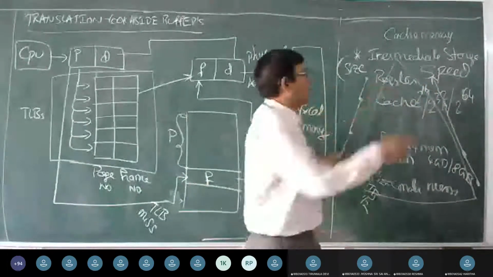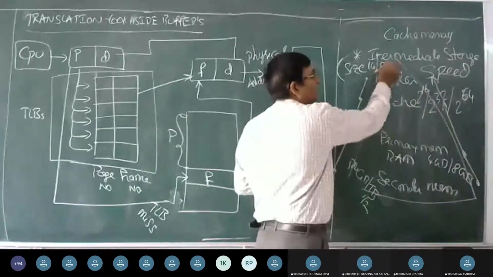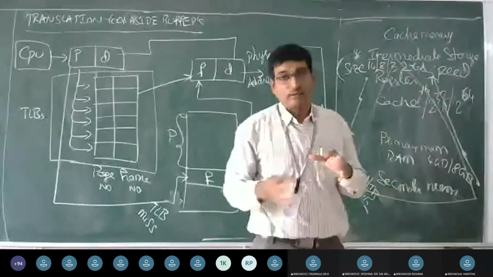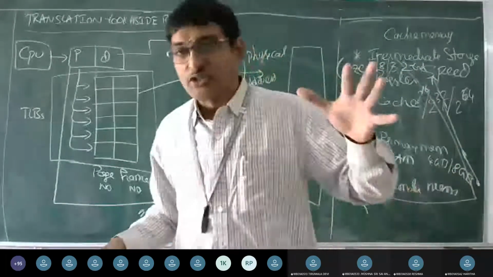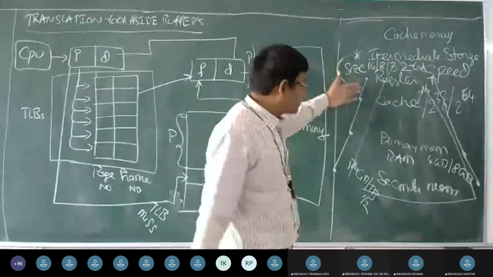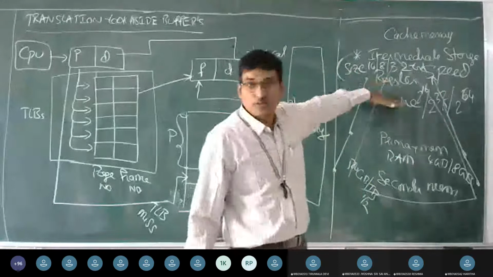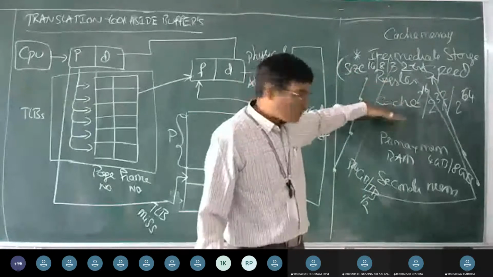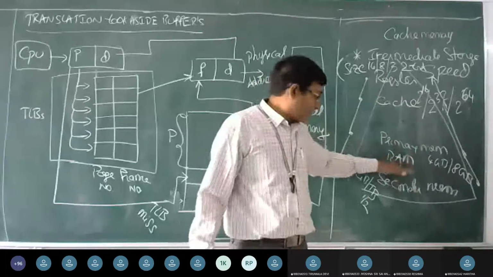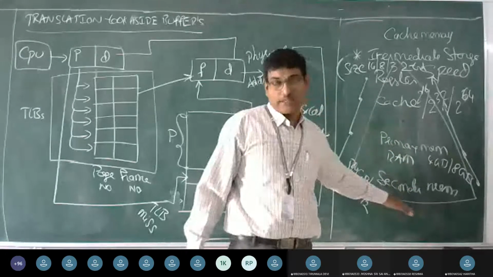Followed by the register, it can be a 16-bit register, an 8-bit register, or a 32-bit register. So in this model, the register has its own size. As far as speed is concerned, registers work faster than cache, cache works faster than primary memory, and primary works faster than secondary memory.